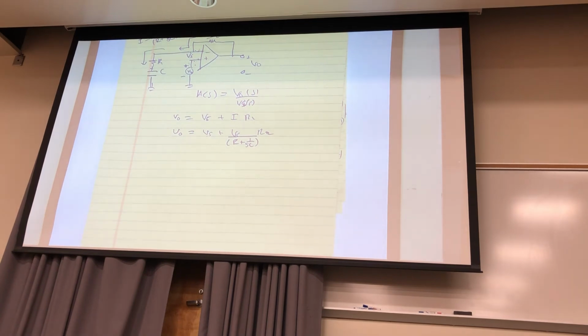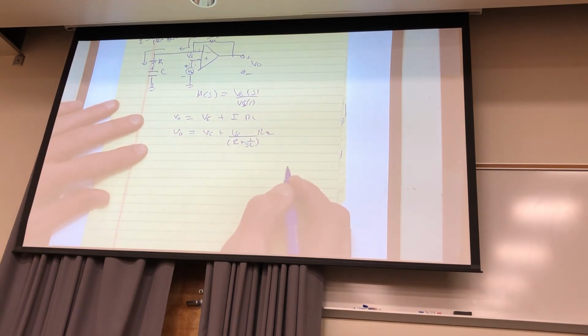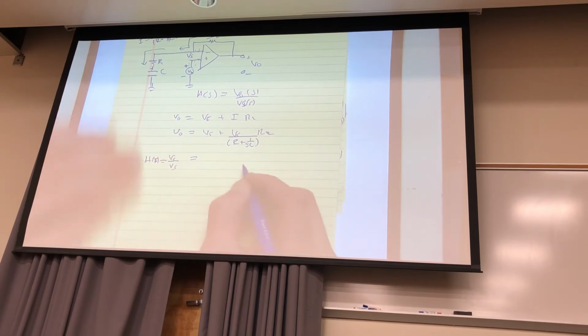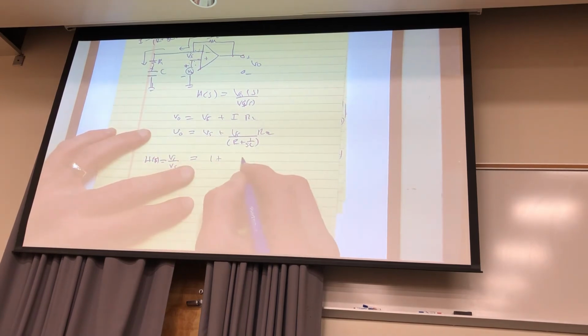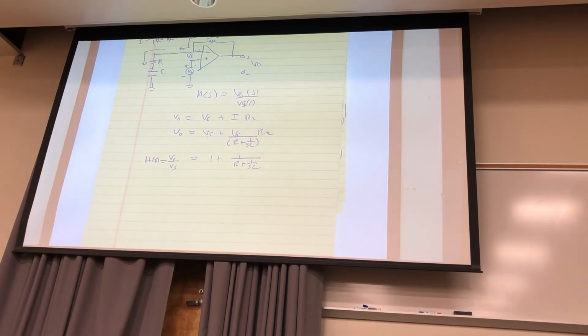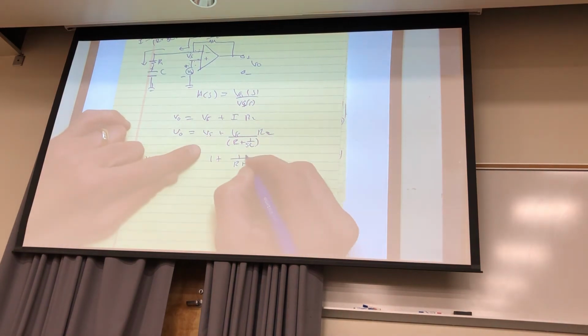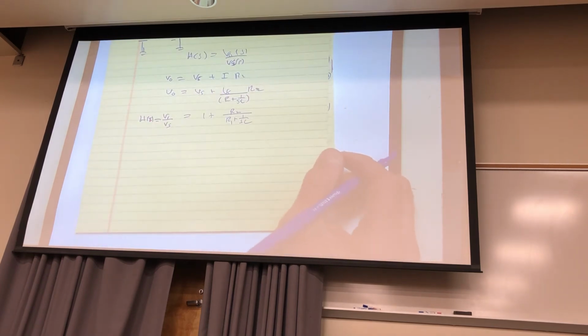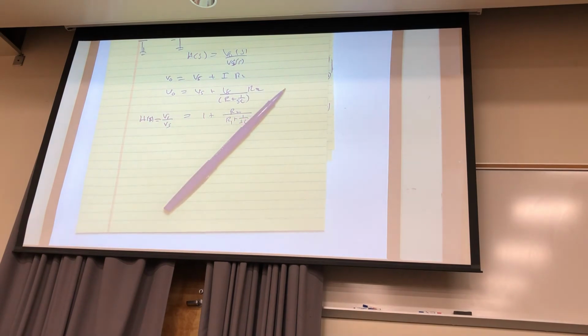At this point, it's sort of over because now, if I divide both sides by Vs, I get V out over Vs, which is equal to the transfer function H of s, is simply equal to 1 plus 1 over R plus 1 over SC. Now that would be an acceptable answer. Wait a second, that's R2. Sorry, thank you. And this is R1. My bad for that.